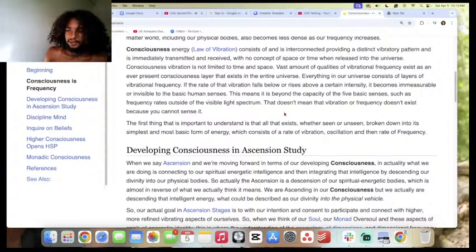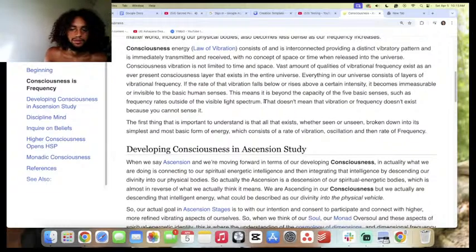But yeah, let's continue. Everything in our universe consists of layers of vibrational frequency. If the rate of that vibration falls below or rises above a certain intensity, it becomes immeasurable or invisible to the basic human senses. I was gonna say basic senses, because my mind naturally erased the word human from there, because everything is sense, and so the human itself is a sense manifested, and that's a deeper code that they're not talking about. But y'all know I'm the grandmaster, so I know.